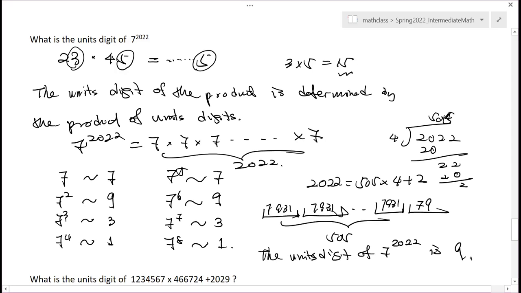When the power increases, the units digit changes periodically, right? 7931, 7931, 7931, repeated 505 times, but then you have 2 more left in order to get 2022. So that's why 79, and stop there. 9 is the units digit.